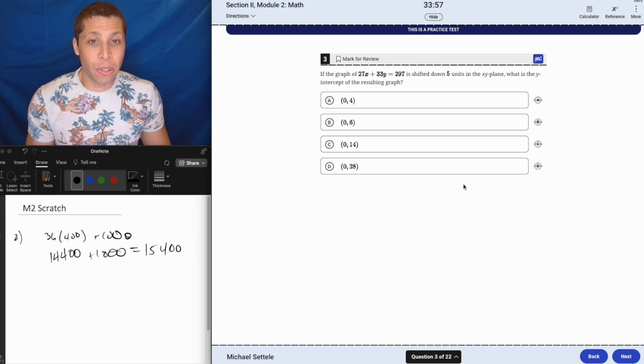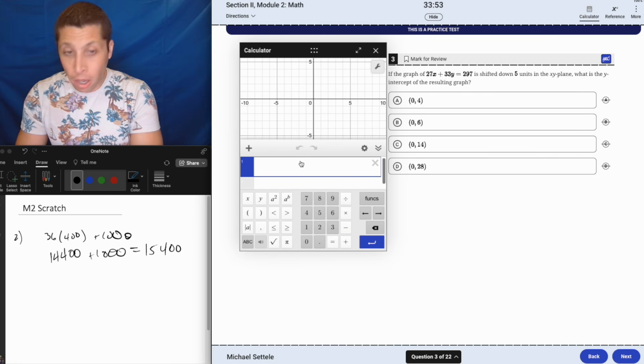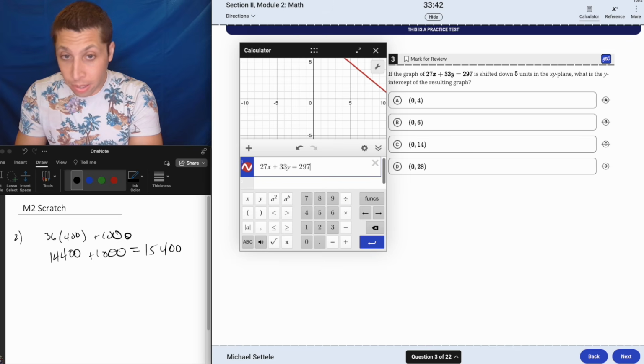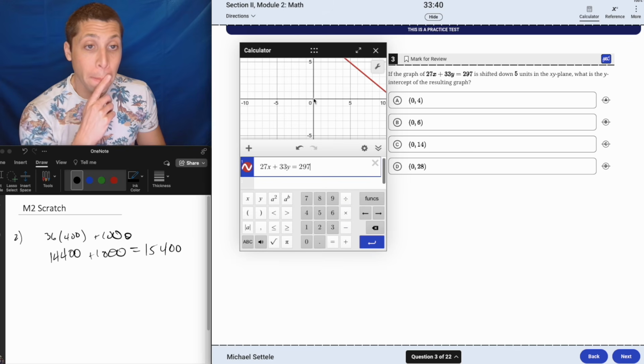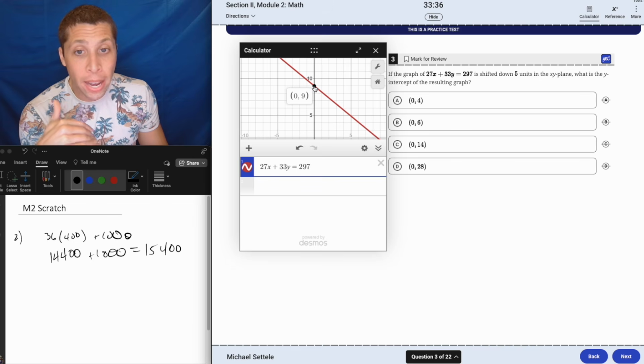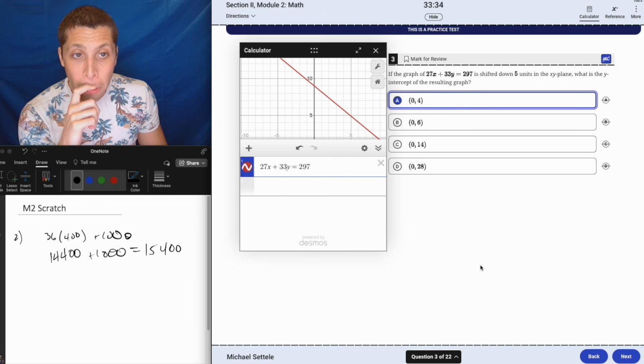If it's shifted down, what is the y-intercept? Well, let's just look at it. I could do it other ways, but 27x plus 33y is equal to 297. So the y-intercept is 9. You move 5 down, 9 minus 5, 4.